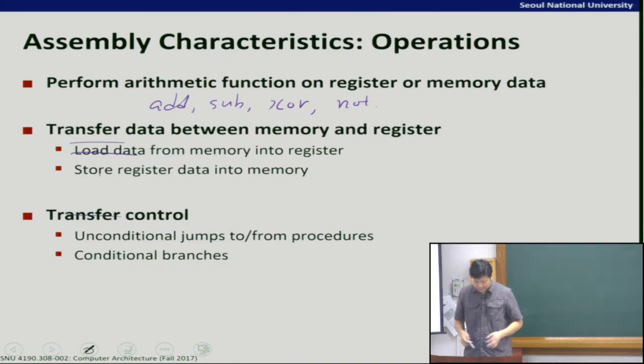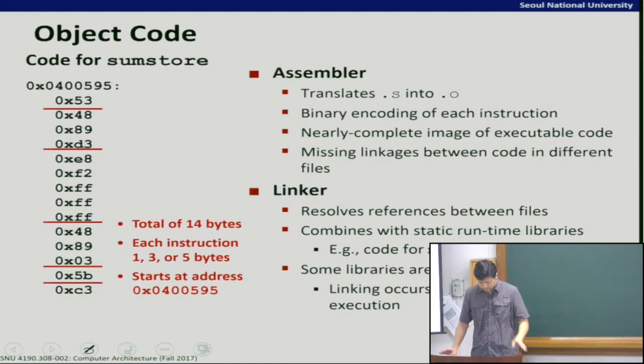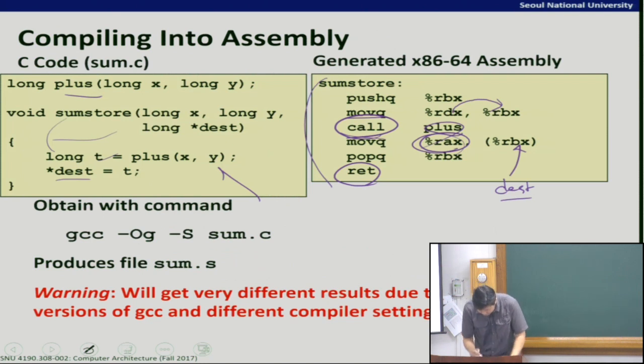So these are typical operations supported by this assembly language. Once you actually get this assembly code, as I showed you two slides ago, the assembler translates this human-readable assembly code into machine code. Okay, so once you translate it, there were 6 instructions, if you remember. There were 6 instructions, right? 1, 2, 3, 4, 5, 6.